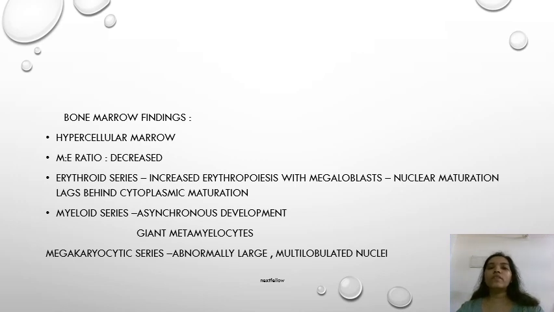So most of the time, if it is a megaloblastic anemia, it will be a hypercellular marrow, and the myeloid to erythroid ratio will be reversed. That means we have more of the erythroid series of cells compared to other series, with increased erythropoiesis and predominantly containing megaloblasts. And these megaloblasts will appear larger in size because there is a nuclear maturation defect.